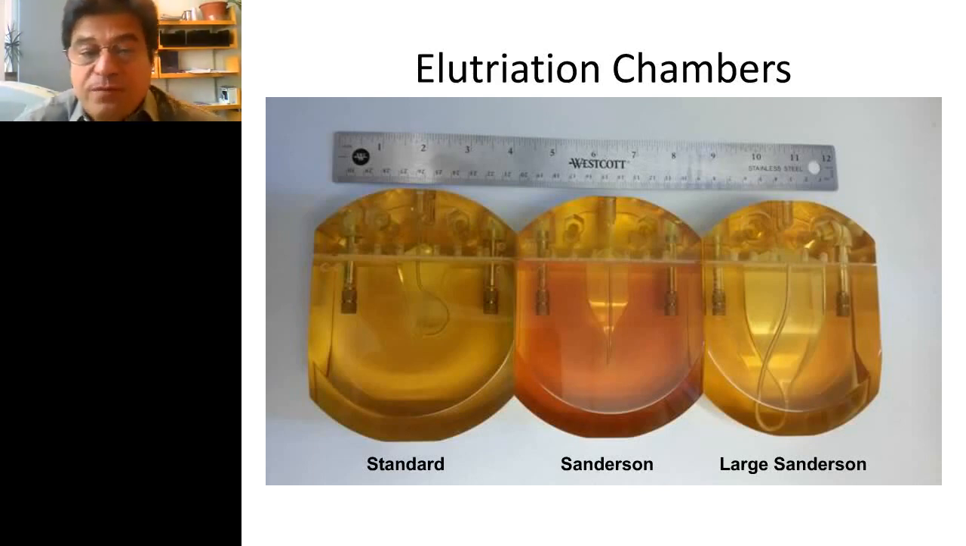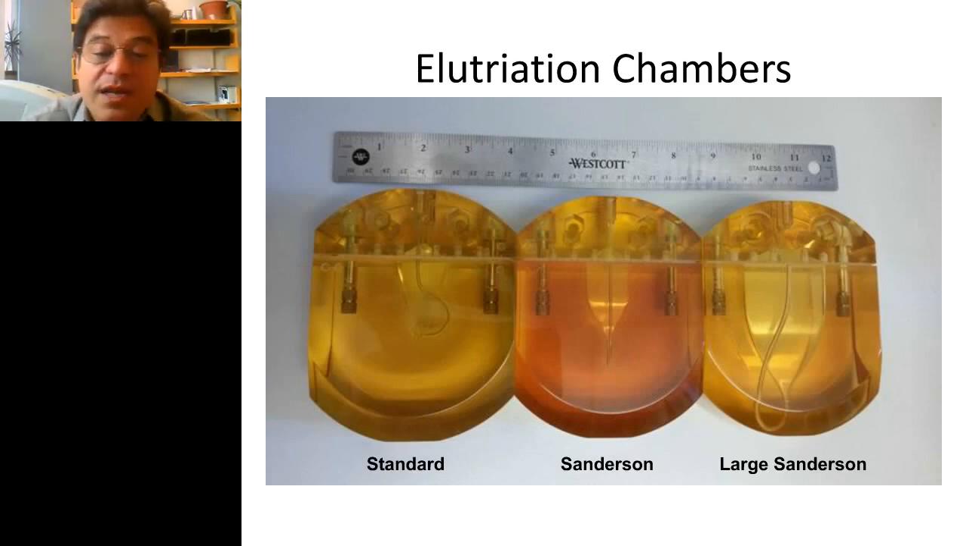So what you do with the information from the cell sizing and from the cell numbers is decide what elutriation chamber to use. Here are three different elutriation chambers that we have in our lab. The standard elutriator is on the left. It's kind of hard to see the chamber in that one, but it starts in this little triangular setting there. So that's where the chamber sits in that unit.